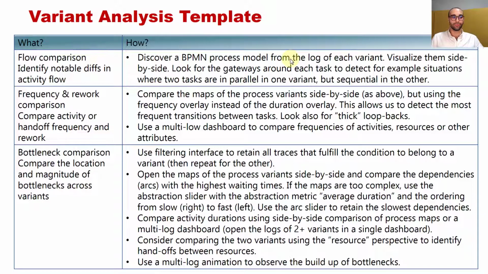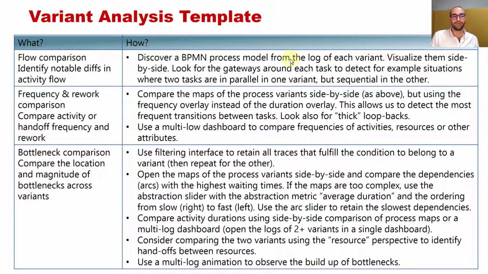First, I need to show this template for you. This is like a checklist that you can use when you do the variant analysis inside your organization. First, you check the flow comparison. Basically, you can open these two event logs side by side and discover the differences over the process models or the process map there. Well, there would be some differences on gateways, on the execution of events, and from that you can decide what happened between the different performances inside the event log.